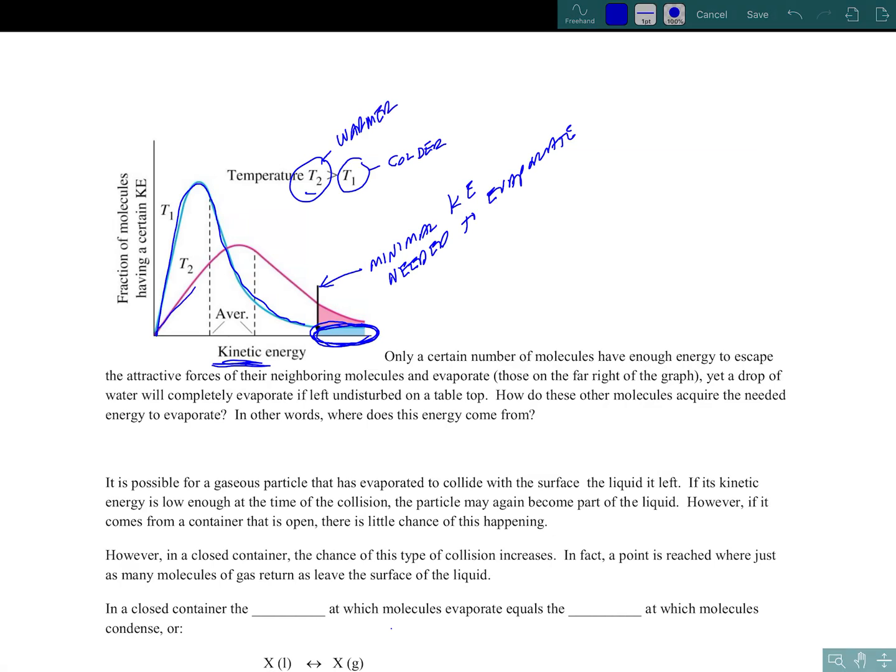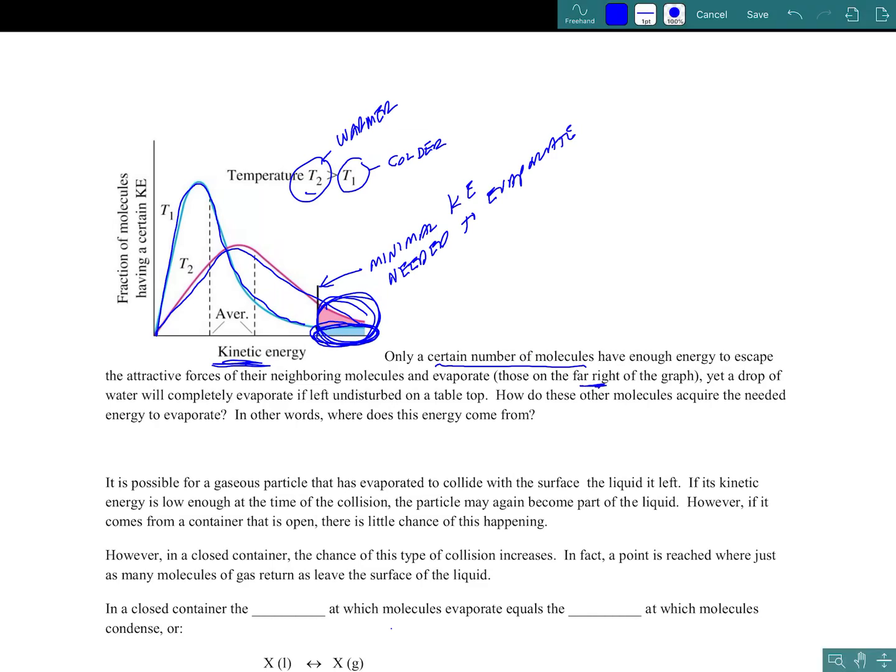So that would be the red line. If you take a look at this red line, the area that's past the minimal kinetic energy that's needed to evaporate is greater. So at a higher temperature, obviously, more particles have the kinetic energy that's required to evaporate. Now, only a certain number of molecules have enough energy to escape the attractive forces of their neighbor and to evaporate. Those, of course, are on the far right of the graph.